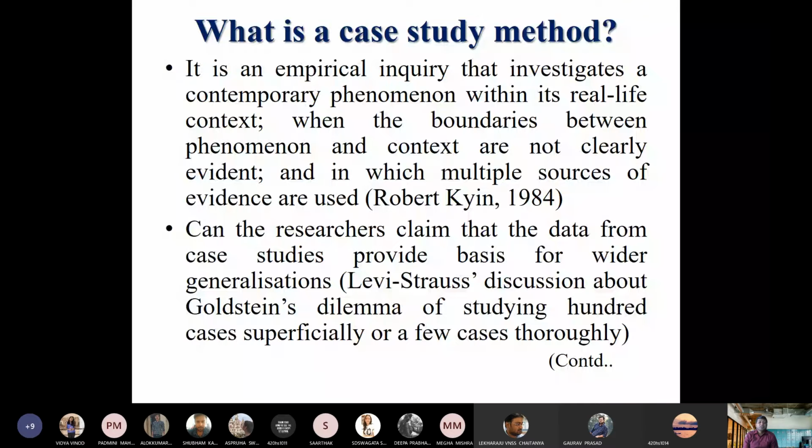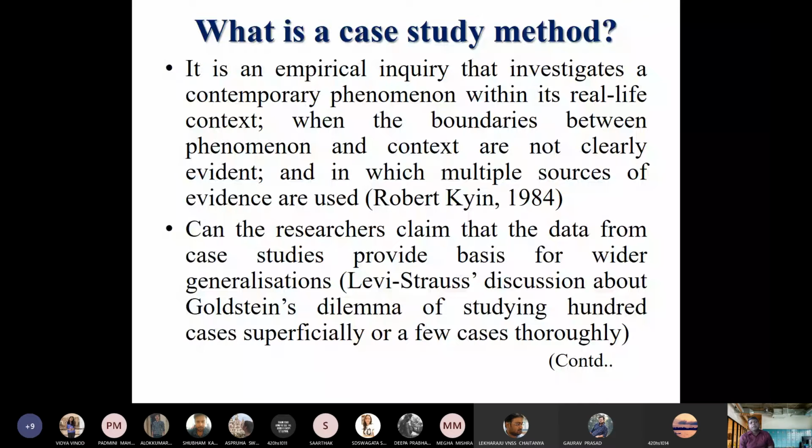Then there is the discussion about Goldstein's dilemma of studying 100 cases superficially or a few cases thoroughly. So what was he telling? There are some people like Goldstein who studied hundreds of cases superficially, while others have gone through very few cases very thoroughly. So there the question arises: can we really generalize the things which we studied from this?